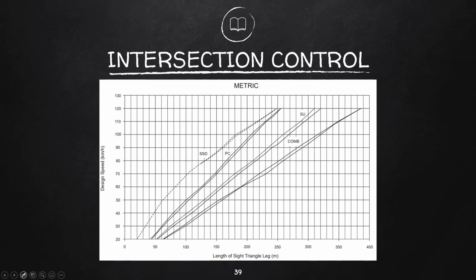Let me use another color because I think you cannot see it properly here. So this is for the combination trucks, and this is for the passenger cars. They are larger as compared with the SSD.